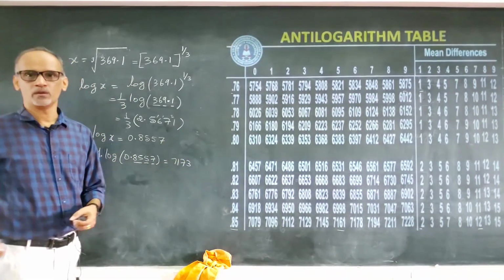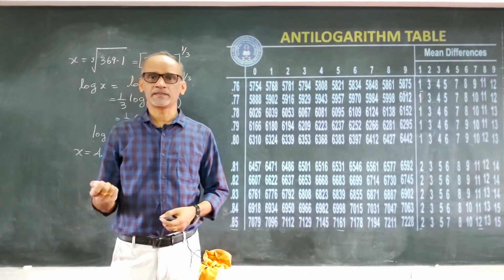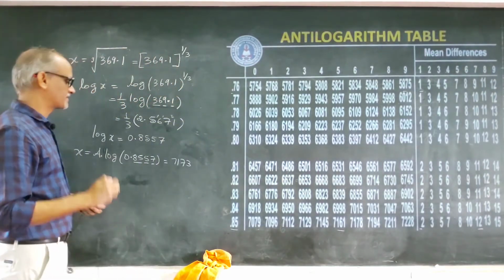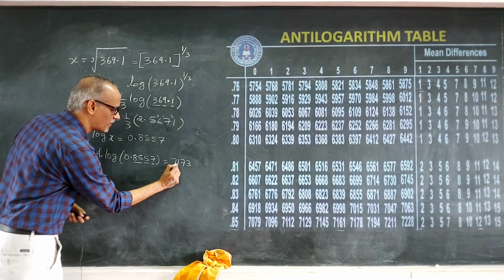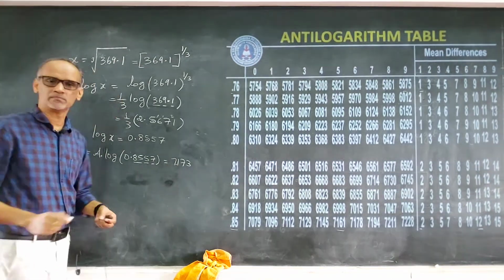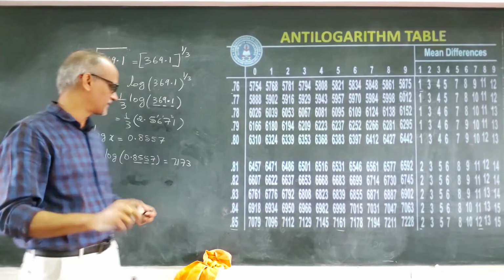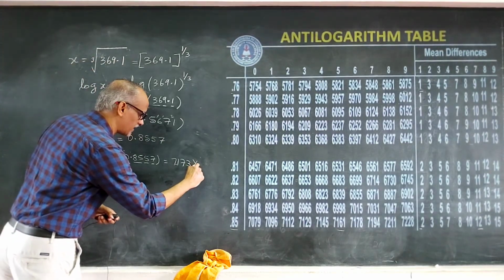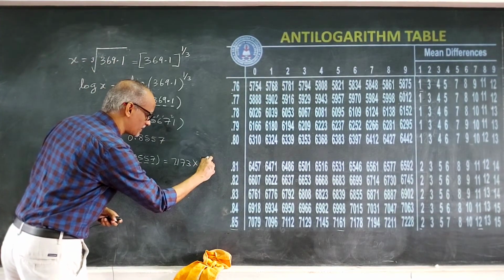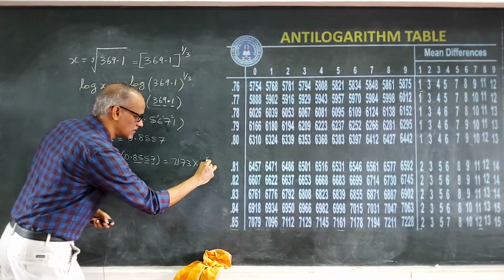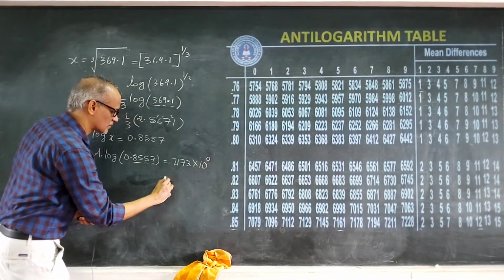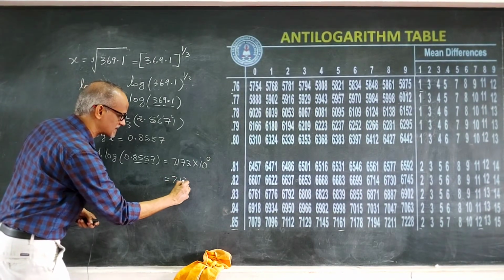7173. Now what is the rule? After finding the antilog, first always write the decimal point after the first digit. That is the rule while finding the antilog. After that, multiply by 10 raised to the power of the characteristic, which is 0. What is 10 to the power 0? It is 1. So we got 7.173.